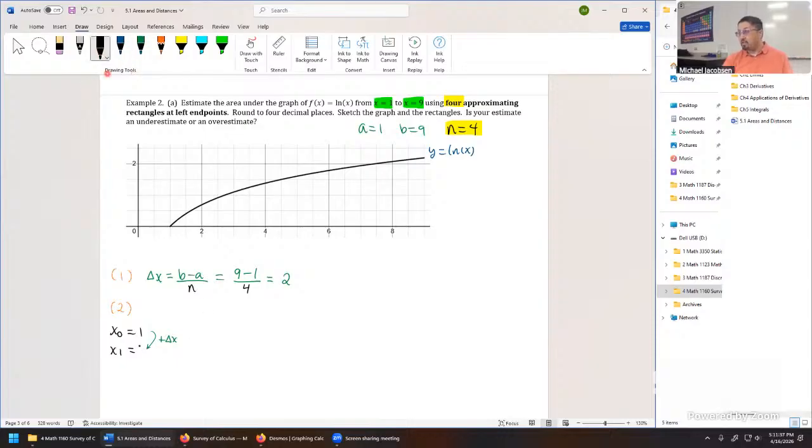So if our first value is 1, the next value is 3, adding 2 for delta x. Then likewise, x2 is going to be 5, x3 is going to be 7, and there's a built-in check here because we have to end on 9, and if n is 4, we're going to have 5 endpoints. So next one, x4: add delta x, which is 2, to the 7, we get 9. So we landed on the 9 that we have to end up on, and there's 5 endpoints altogether.